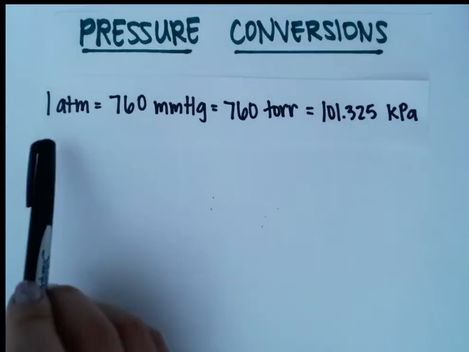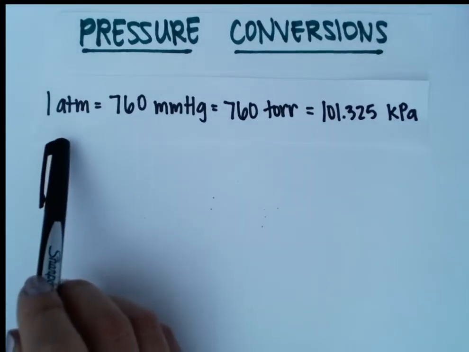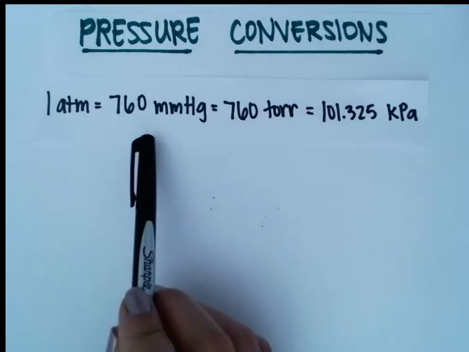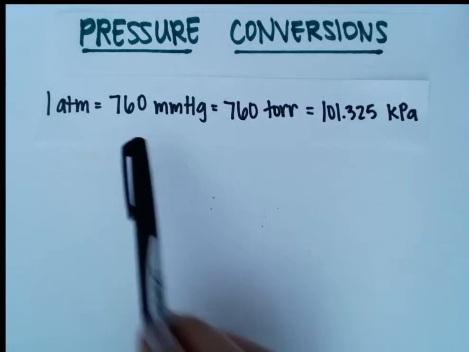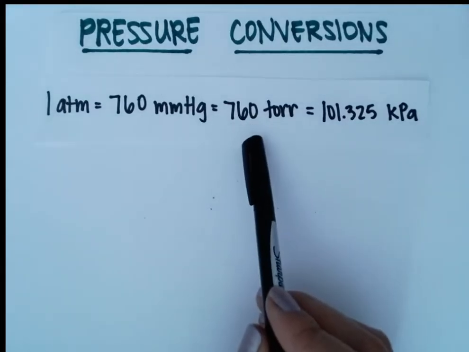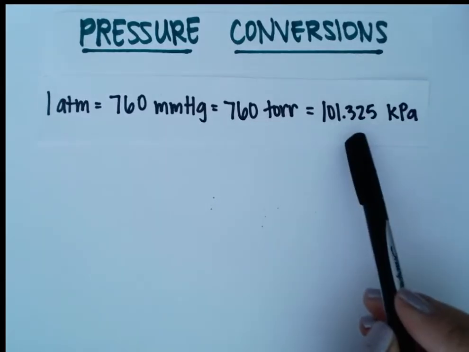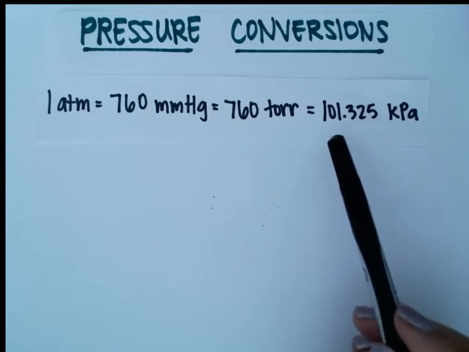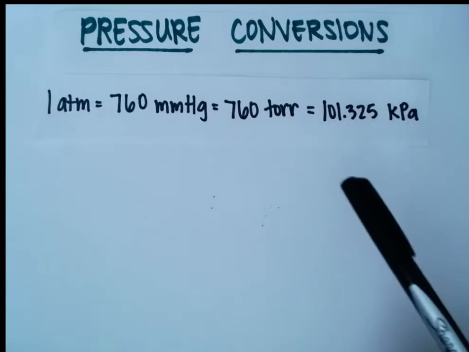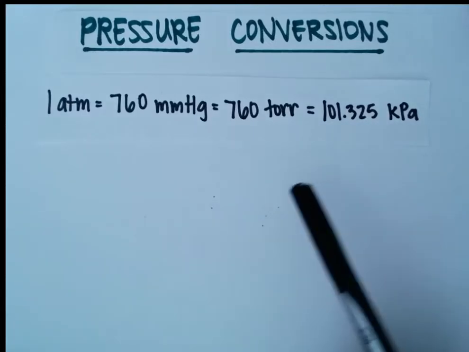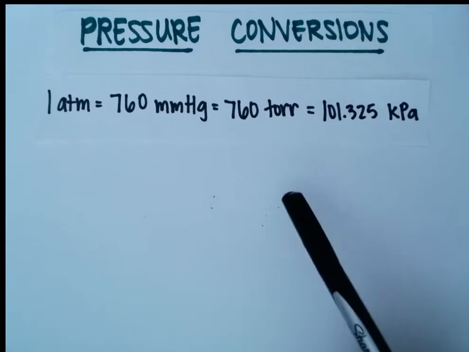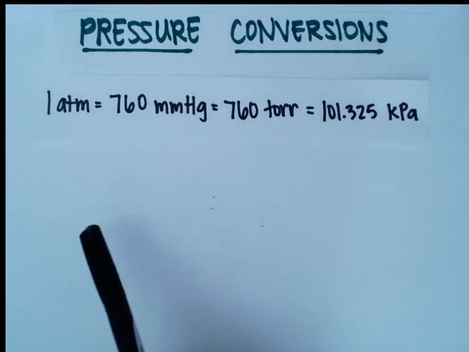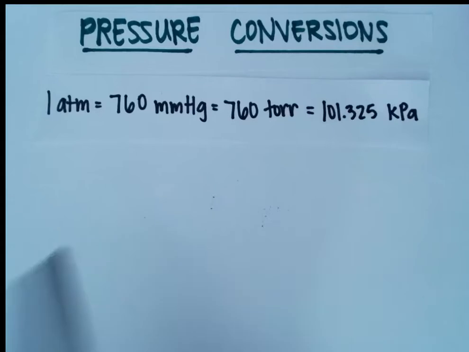So 1 atm, atmosphere, is equal to 760 millimeters of mercury, which is equal to 760 torr, which is equal to 101.325 kPa. In the US, 1 unit of pressure that you're probably more familiar with is PSI, pounds per square inch. But anyways, these are the 4 different types of units we'll be using for pressure in this unit.